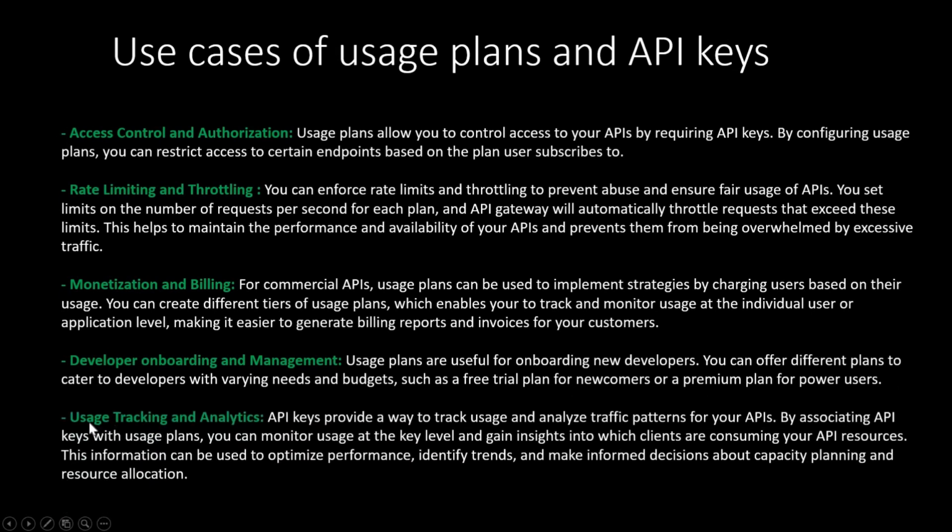And then we have the use case of usage tracking and analytics. API keys provide a way to track usage and analyze traffic patterns for your APIs. By associating API keys with usage plans, you can monitor usage at the key level and gain insights into which clients are consuming your API resources. This information can be used to optimize performance, identify trends, and make informed decisions about capacity planning and resource allocation. So these were the use cases of usage plans and API keys.